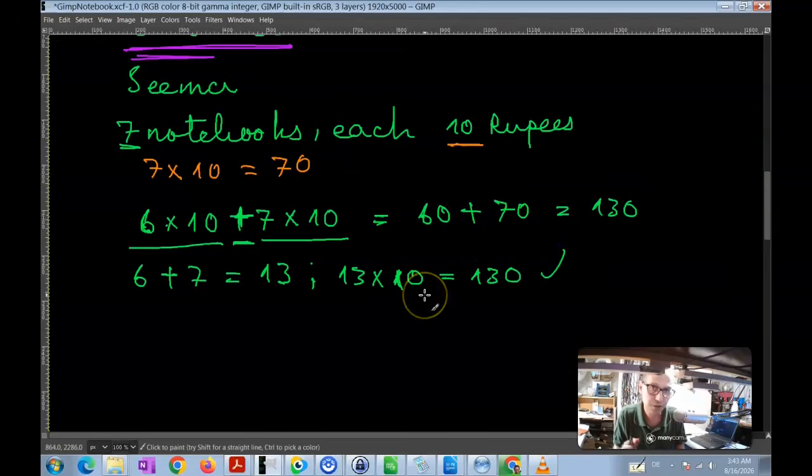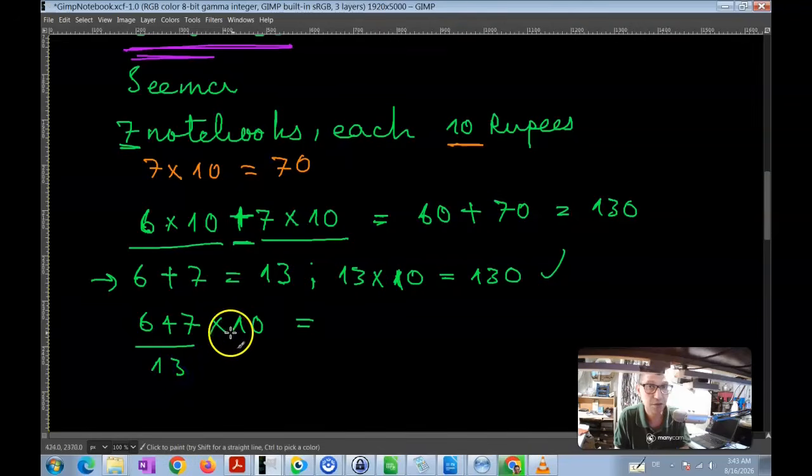So in both cases they got the right answer, right? Now this means that this operation over here, 6 plus 7, which is 13, and 13 times 10, I could probably even write it as 6 plus 7 times 10. And that would be 6 plus 7 is 13, and 13 times 10 is equal to 130, which would be the same thing, right?